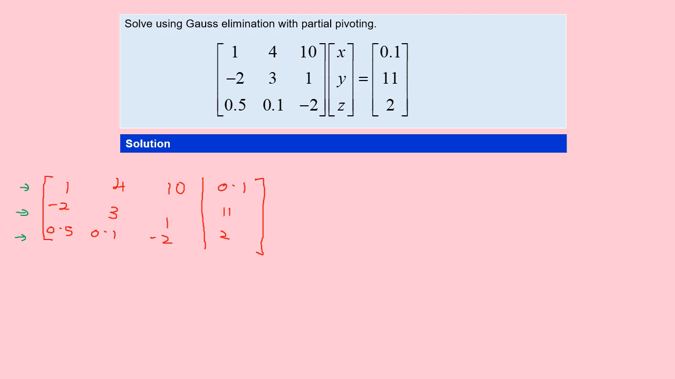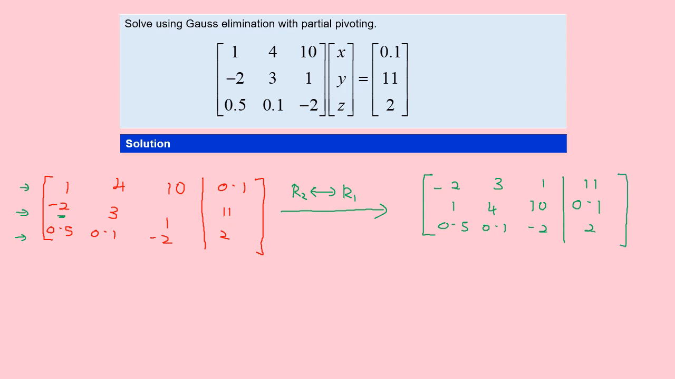For this case, the largest magnitude is 2, negative 2 here. Although we have negative here, we take the largest magnitude. Magnitude means always positive. So this one becomes the largest. So we need to change our row. So row 2 changes with row 1. So you will have negative 2, 3, 1, 11, 1, 4, 10, 0.1, 0.5, 0.1, negative 2, and 2.